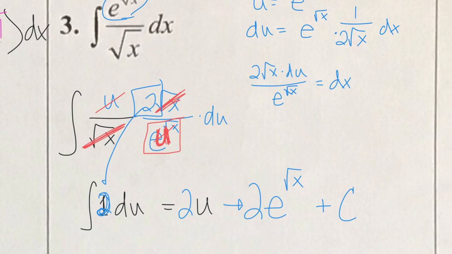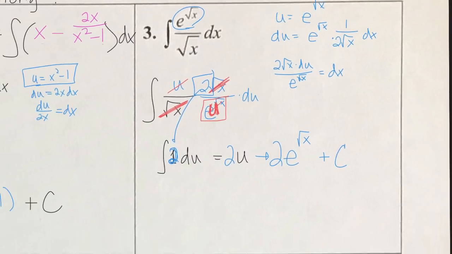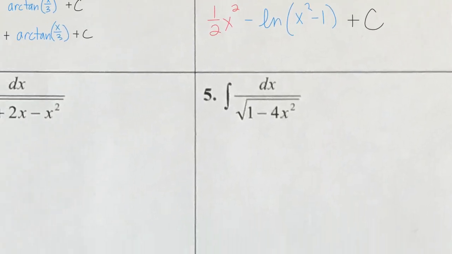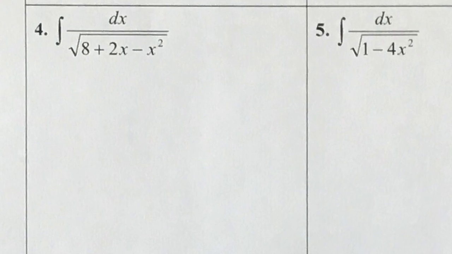I am sorry, I apologize. I forgot about this little u that didn't cancel out. So it's the integral of 2 du, which is 2 times a variable. And your u was e to the root x plus c. Whew, almost. All right, so we're going to continue on with that notion, coming down to here.